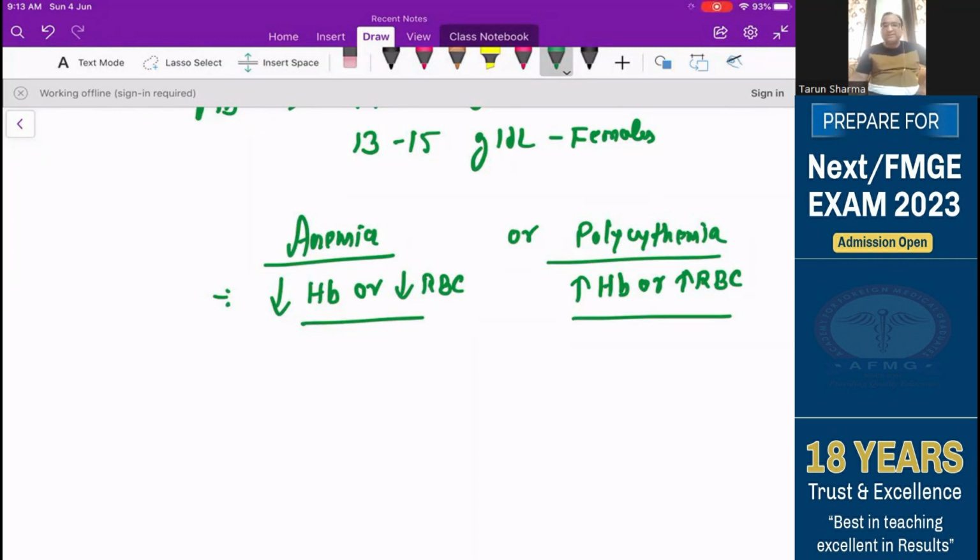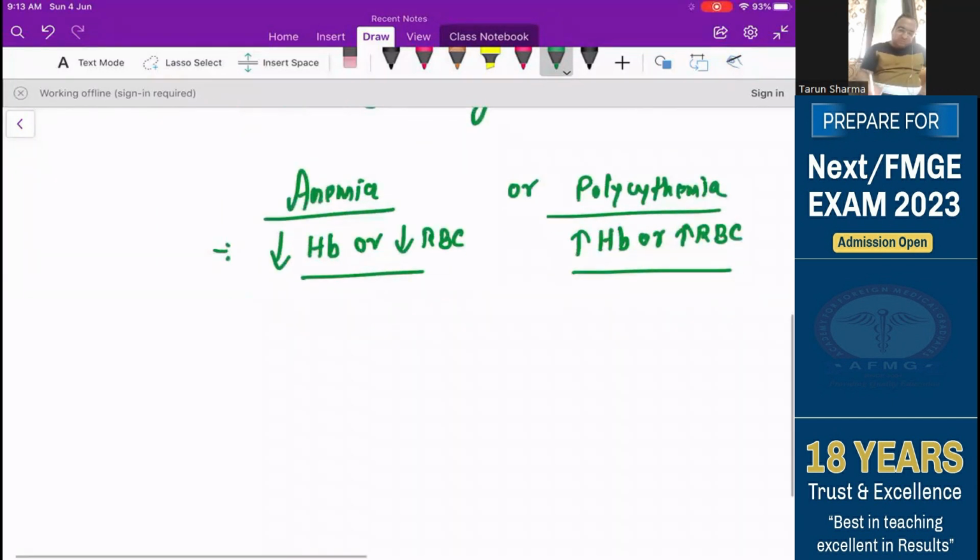So what should be the exact values of the hemoglobin, or what should be the cutoff of the hemoglobin values when you will consider it as anemia or polycythemia? That is important, and that is important for your question purpose. So let's see. If hemoglobin levels are less than 12 gram per deciliter, then it will be called as anemia.